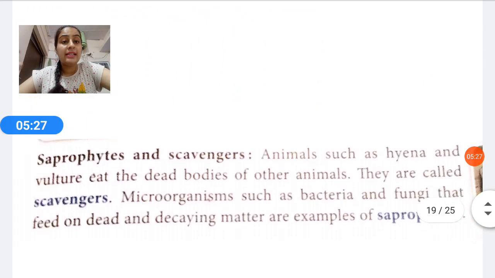Next is saprophytes and scavengers. Animals such as hyena and vulture eat the dead bodies of other animals. They are called scavengers. Microorganisms such as bacteria and fungi that feed on dead and decaying matter are called saprophytes. So bacteria होते हैं जो microorganism होते हैं जो मरे हुए पे, those organisms that are dead, जो उनके ऊपर छोटे छोटे बैक्टीरिया फंगी फीड करते हैं, that is known as saprophytes. I hope it is clear.